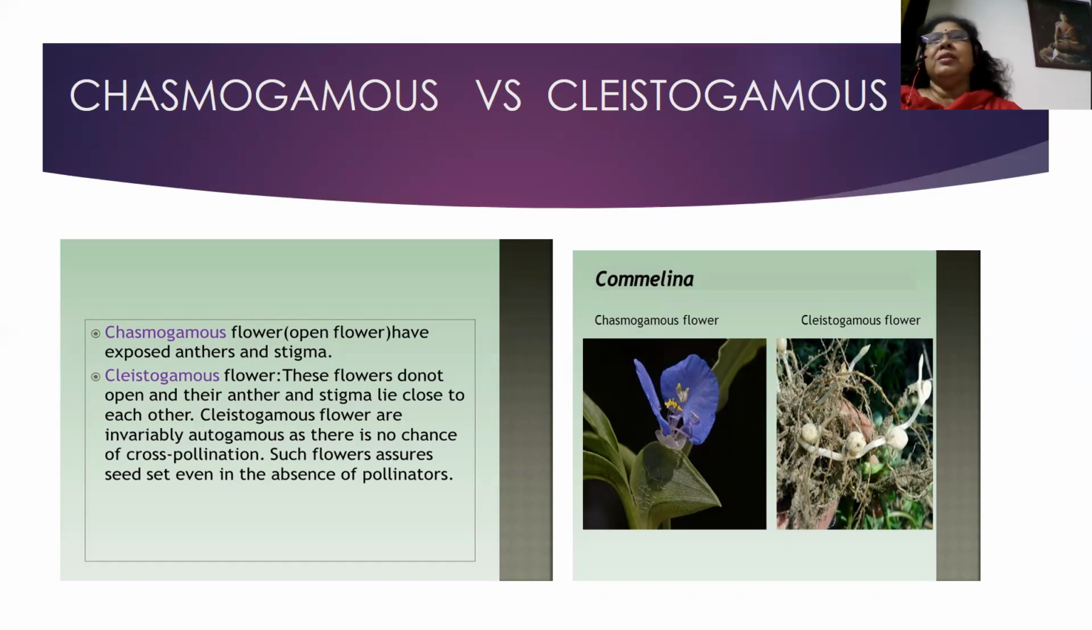And that's why there is an assured seed set formation in cleistogamous flowers. But if you talk about chasmogamous flowers, if it is a bisexual flower, then it can have autogamy, geitonogamy, or it can have xenogamy also.